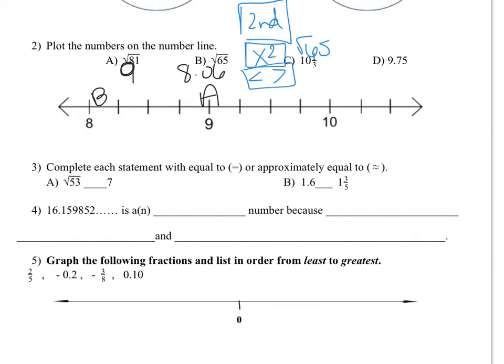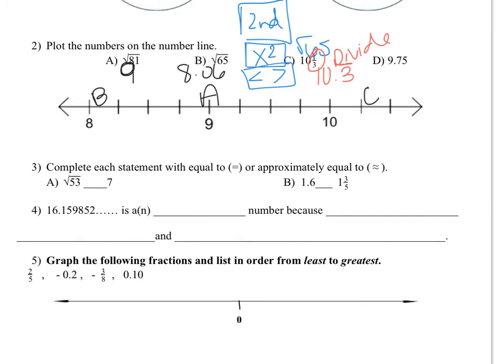Then we get to 10 and 1/3. How do we change a fraction into a decimal? Well, you divide. So you get 10.3 repeating. So that's going to end up being around here.